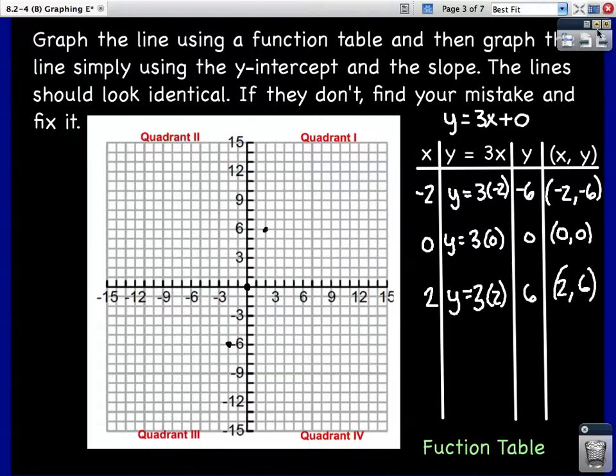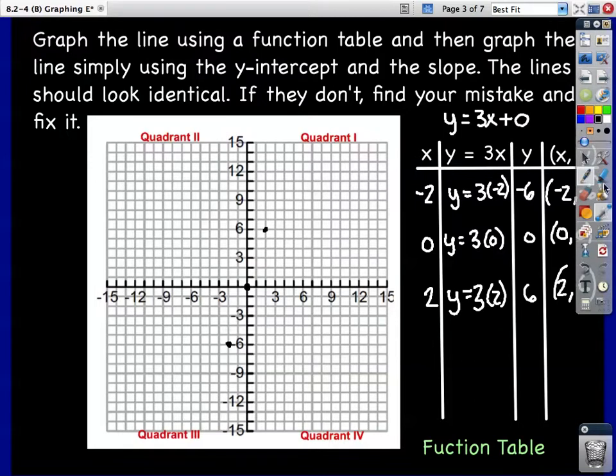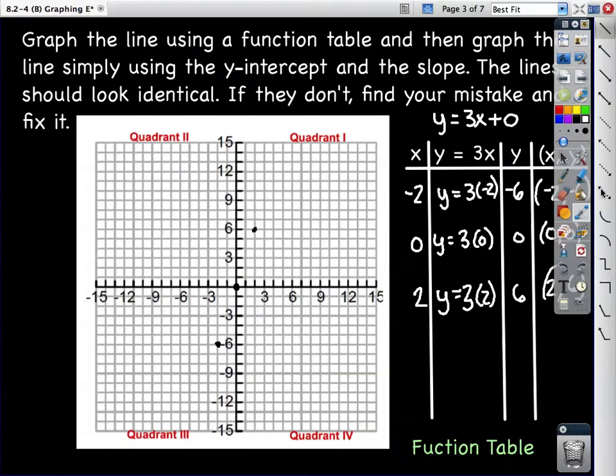Once I have those 3 points plotted, it makes it really easy now for me to simply graph this line. Let's see if I can get it graphed somewhat correctly. Oh, and my color is kind of weird. Let me change the color. Maybe I'll use red. Okay, let's try this again. That looks kind of strange, but anyways, that would be the line.